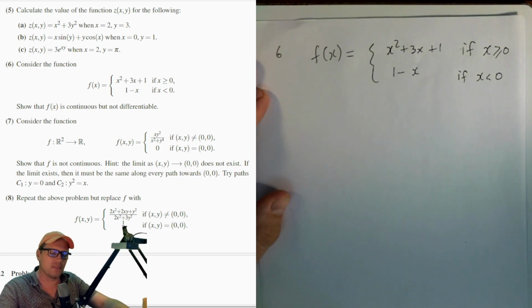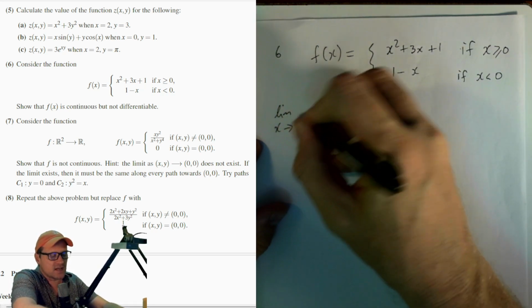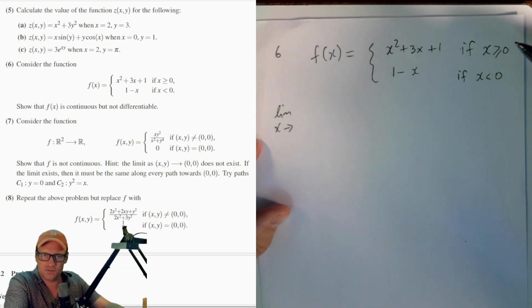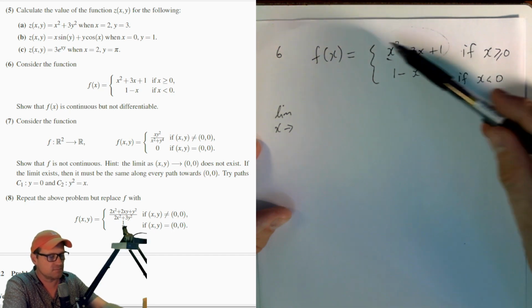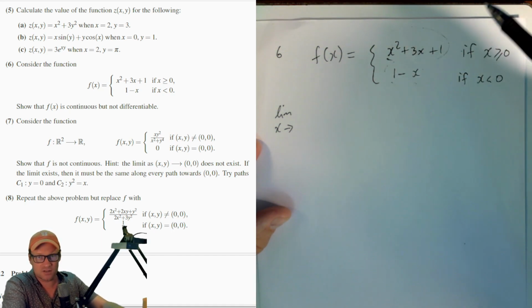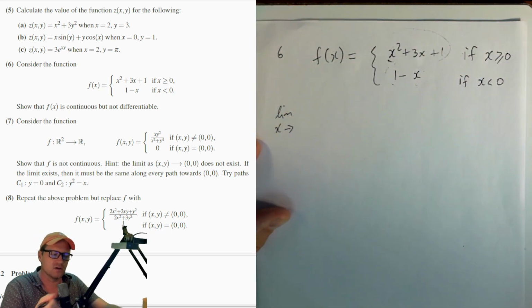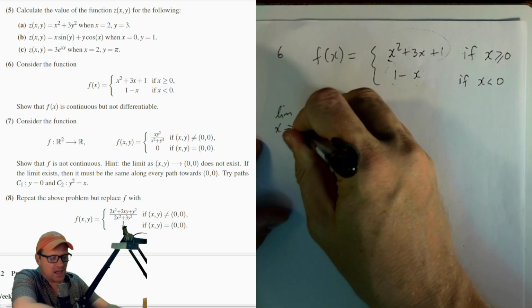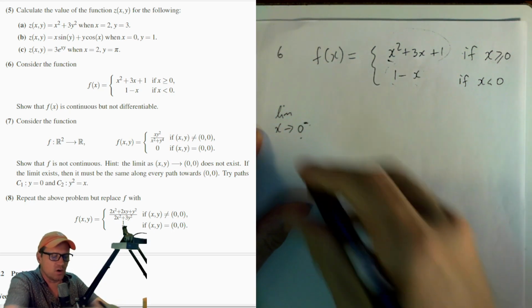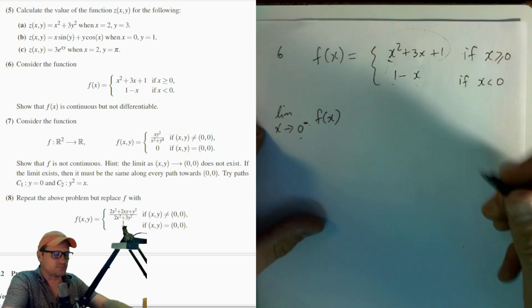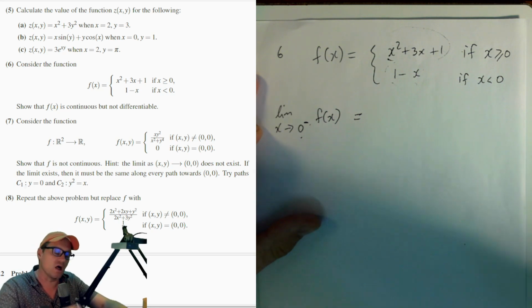Okay, so what we need to do is evaluate the limit as x goes to 0. Why I chose 0 is because each piece is continuous, since they're both polynomials. So potentially, things could go wrong at 0. We'll look at the limit on the left, or from below as it's called, so I put a 0 superscript minus, of f(x). This is to the left of 0 on the number line.